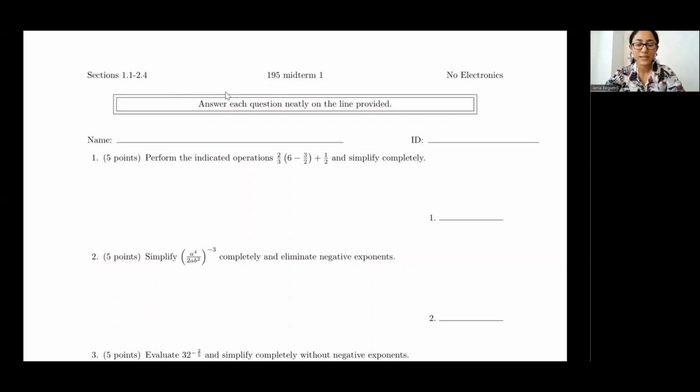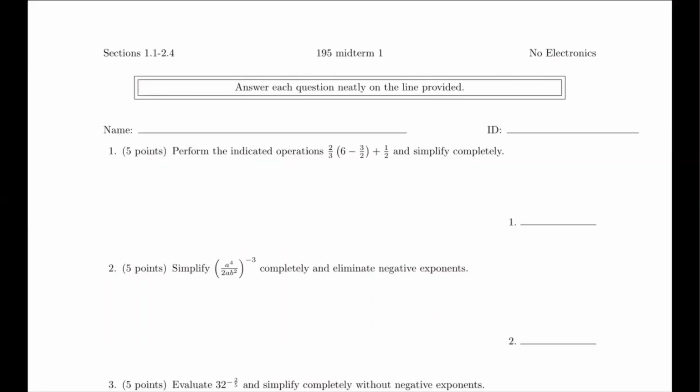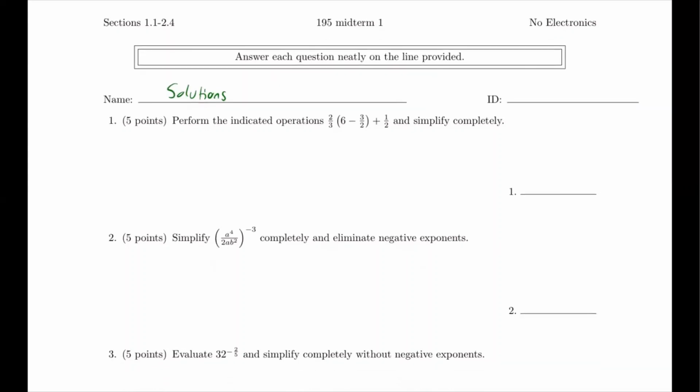Also, you will find the PDF version of the test in the description box, so make sure to do the test on your own before you check into the solutions. Let's go ahead and start. We're going to call this our solutions. So let's go ahead and start with number 1.